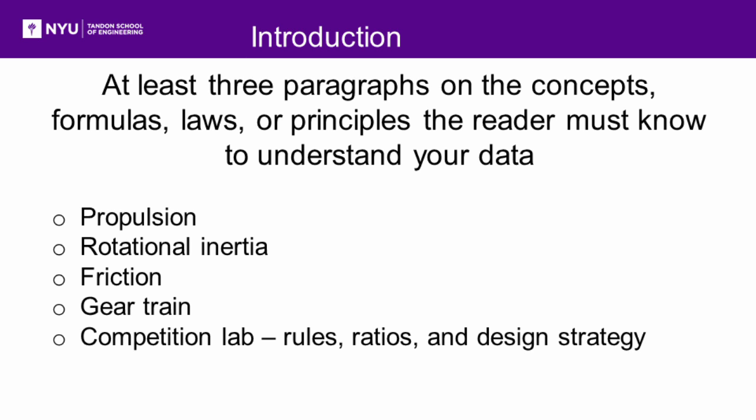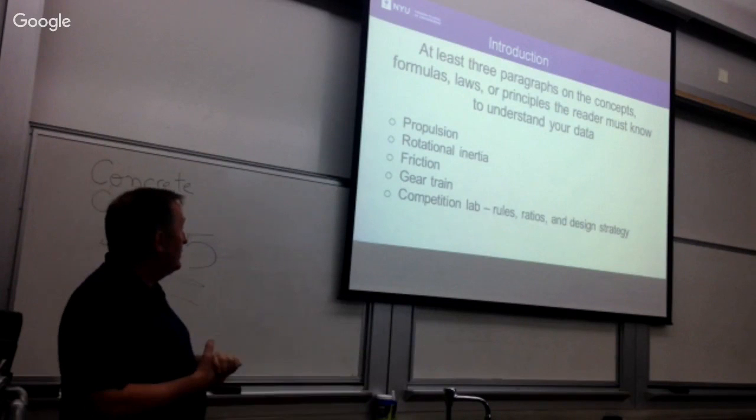If you considered rotational inertia or friction, if you considered a gear train or used a gear train in your design, you had to discuss these things, you had to define them, and you had to discuss how they were applied in the lab. Finally, it's a competition lab, so you had to discuss the rules. There was no ratio for the lab one, so you didn't have to discuss a ratio. But the final paragraph of your introduction should be your design strategy. How did you take these concepts, propulsion, rotational inertia, friction, a gear train, the rules, and apply them in your design with the intention of winning the competition? That's what we asked you to do in the introduction.